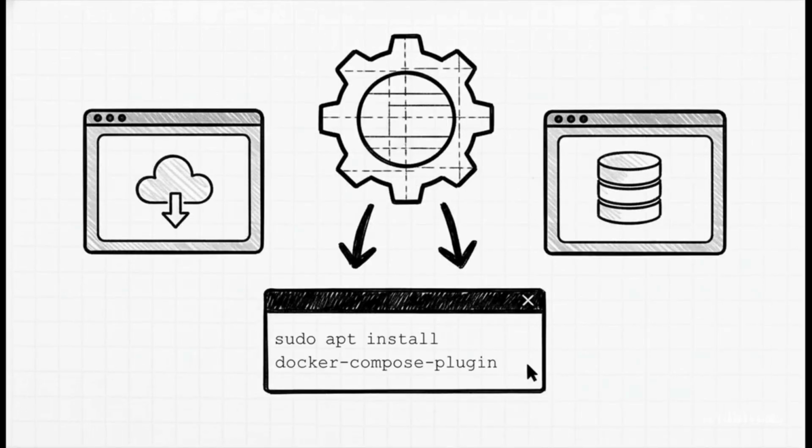Of course, most real apps are more than just one thing, right? You might have a web server that needs to talk to a database. And for that, there's another tool called Docker Compose. It's designed specifically for running apps that use multiple containers all working together. And getting it is, you guessed it, just one more simple command. It's the perfect next step for you to explore.